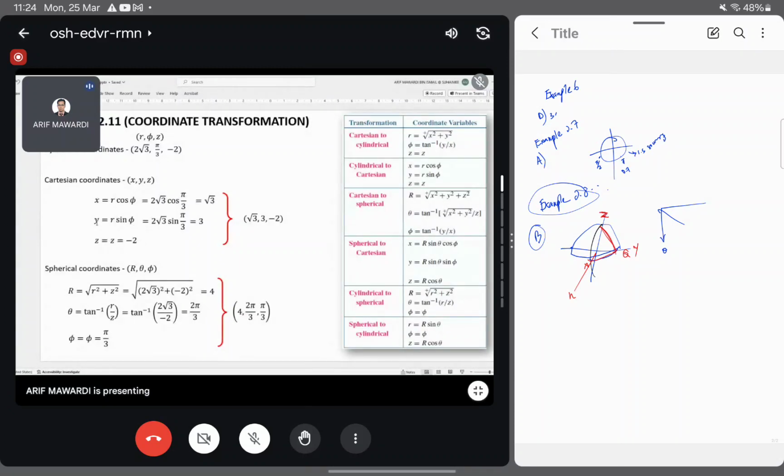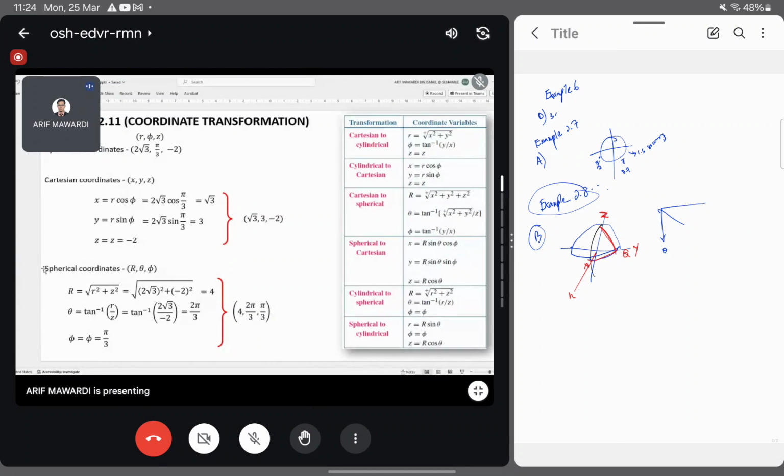And then for y, you can use this second equation to determine the second coordinate variable in the Cartesian coordinate system. You can just substitute the values, so you should get 3. And then for z, you should get 2.